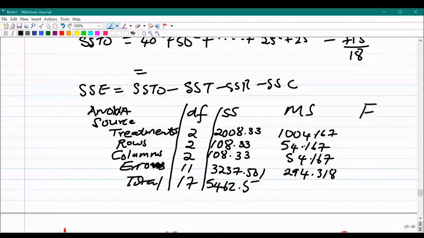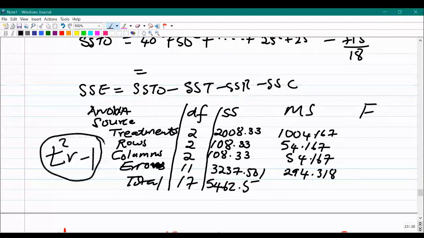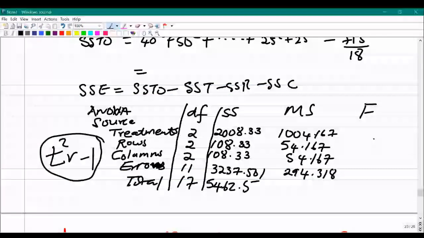The degrees of freedom for total is not T squared minus 1. We have 18 values. Are we not having 18 values? We have 3 treatments. It's T squared R minus 1. Okay, thank you, sir. I will find it.